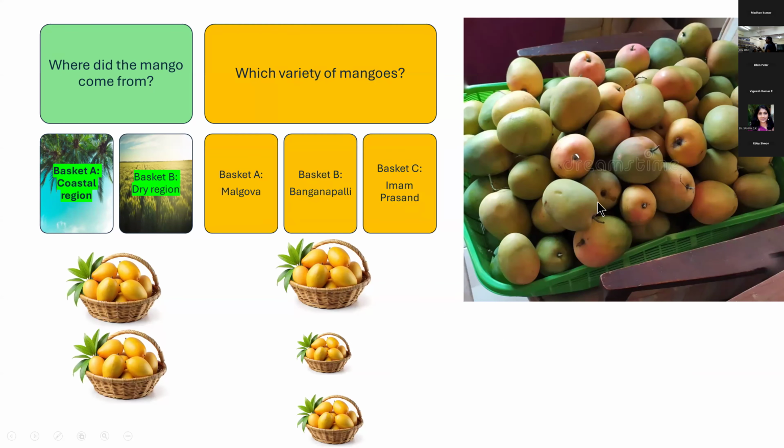The other way to compare these mangoes is, what variety of mangoes are these? Is this a Malgova mango? Is it a Banganapalli mango? Is it an Imam Pasand mango? And you put them into those three baskets.